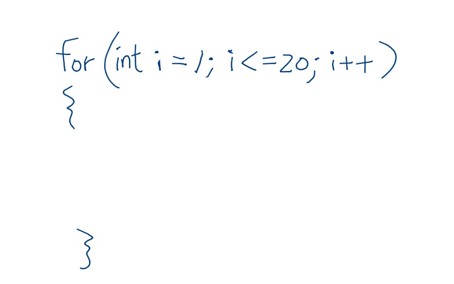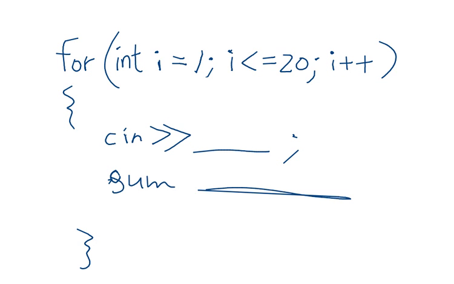If you recall, for calculating the average, we need to cin some value, some grade, and then we need to add that grade to the sum. Right? So let me show you exactly how that's going to be done. Let's write the actual program. Let's go back to our compiler.